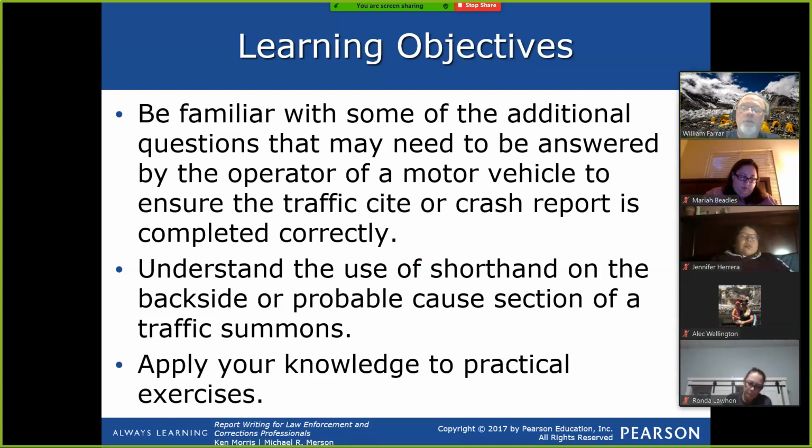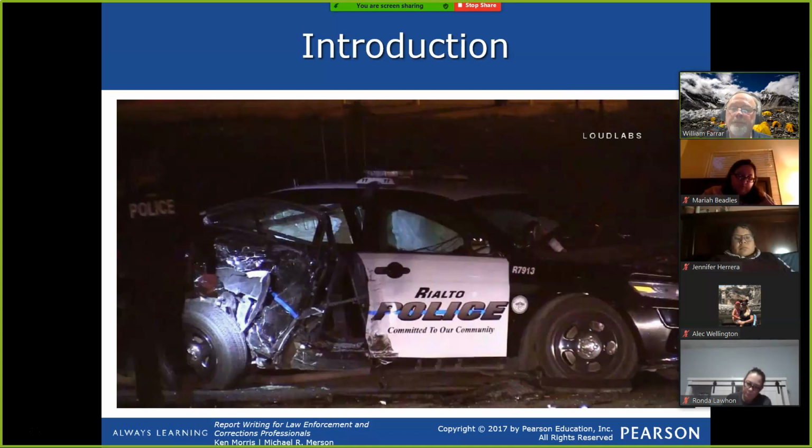And then, just like anything else, understand the use of notes, or they use the term shorthand, for the backside of a ticket. Some states have some blank boxes or lines on the back of a ticket where an officer can write comments. That's not always a bad thing because you might go to court 4 months later and you may not remember that traffic stop. So you can write yourself some little notes on the back of it. That's always a good thing to do.